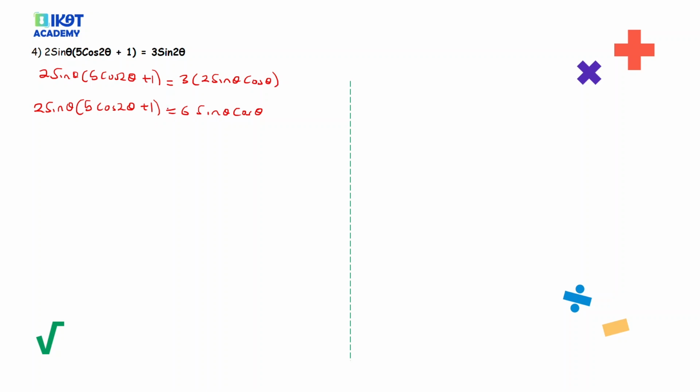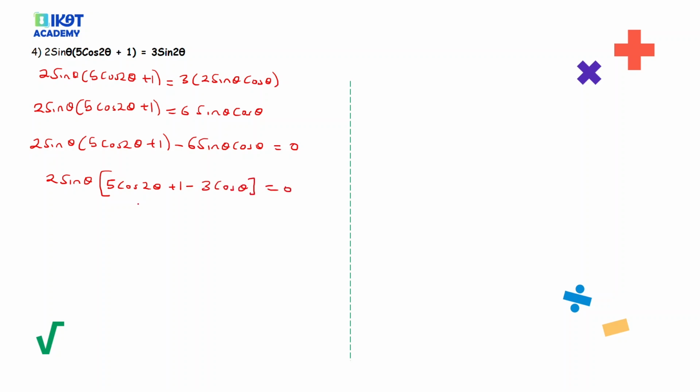So here we can bring this side, don't divide through by sine theta. Someone may think we divide through by sine theta. That's not going to help. You're going to miss some answers. So we're going to bring this side. So I say this is 2 sine theta into 5 cos 2 theta plus 1 minus 6 sine theta cos theta is equal to 0. Then let's factorize out 2 sine theta such that in the bracket we remain with 5 cos 2 theta plus 1 minus 3 cos theta is equal to 0.